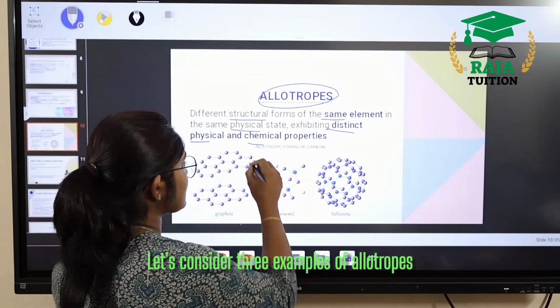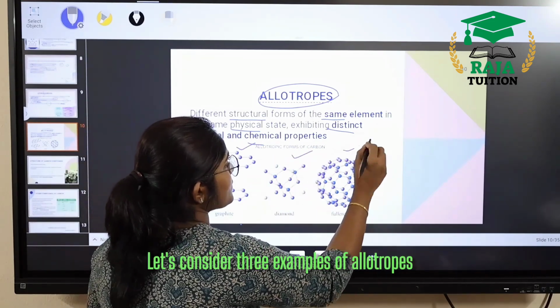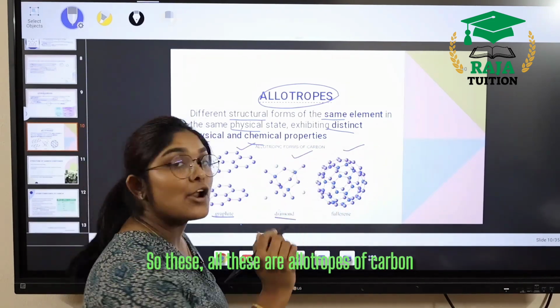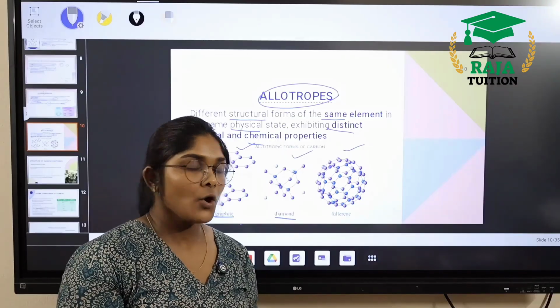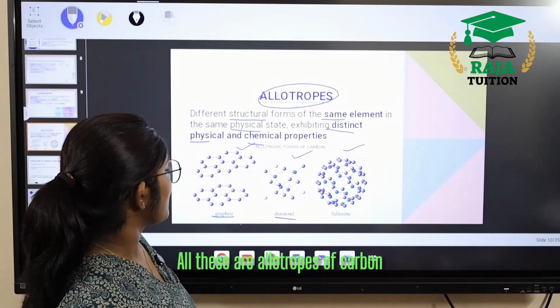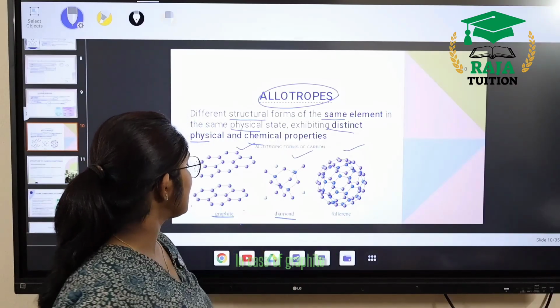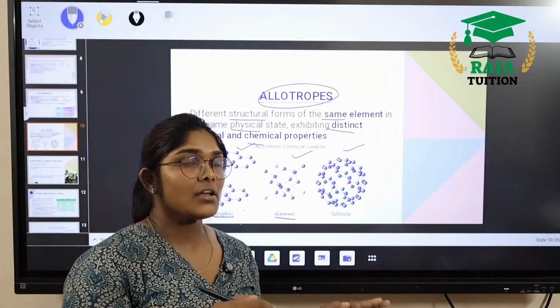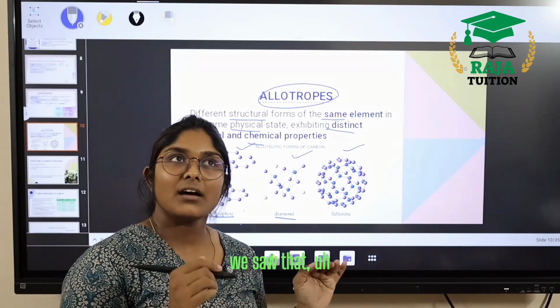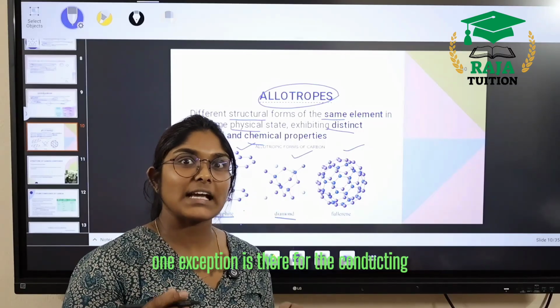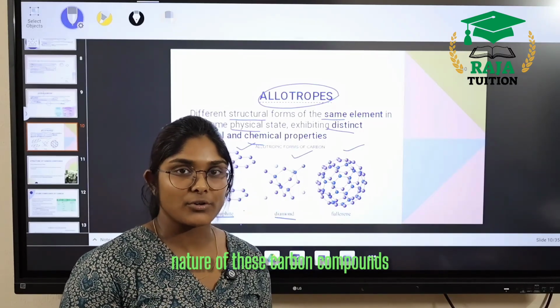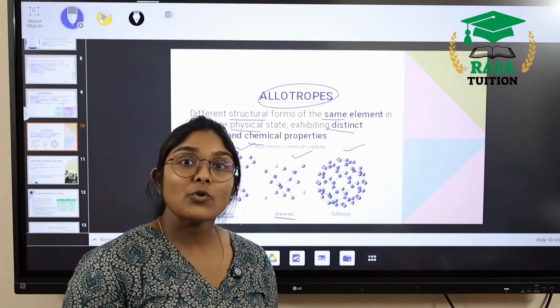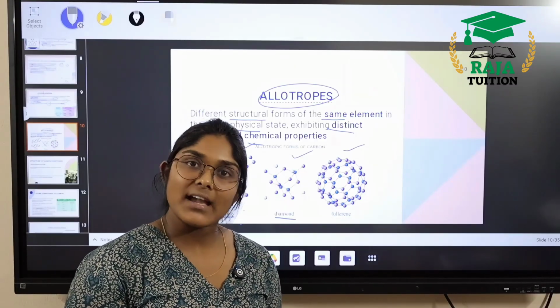Let's consider 3 examples of allotropes. All these are allotropes of carbon. Here, graphite. In the first slide we saw that there is one exception to the conducting nature of carbon compounds, and that was graphite, because of its conducting nature. Why is it so?